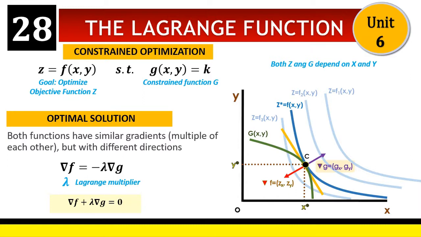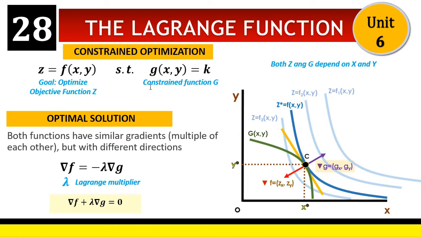In a constraint optimization problem, we have an objective function z that we want to optimize. In this case, z is a function of x and y. In order to optimize it, we need to take into consideration that it has restrictions.